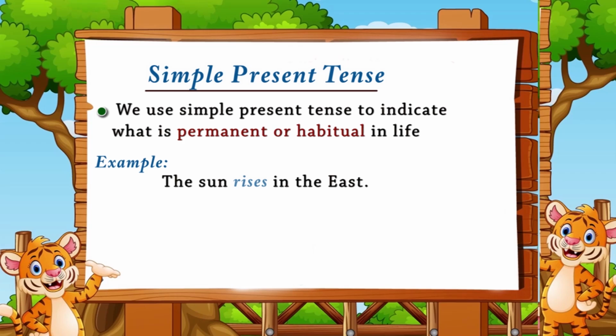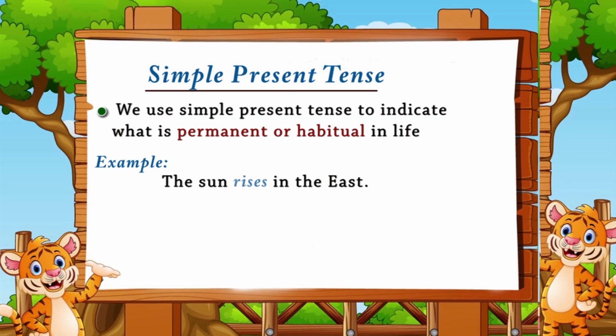So such kinds of facts or general truths should be indicated by simple present tense. As you know, the sun never rises in the west or in the north or in the south. It is always true that the sun rises in the east. So this is general truth. Such kind of sentence should be expressed or indicated by simple present tense.